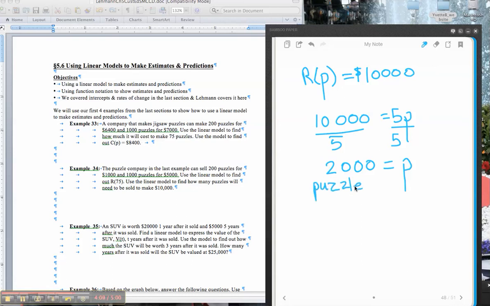Now in the next video when we come back, we're going to be solving the last two examples here, number 35 and 36.